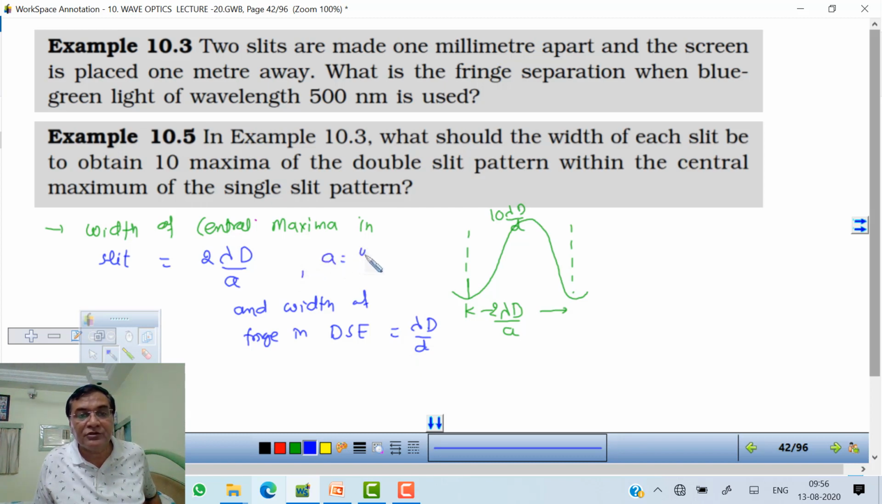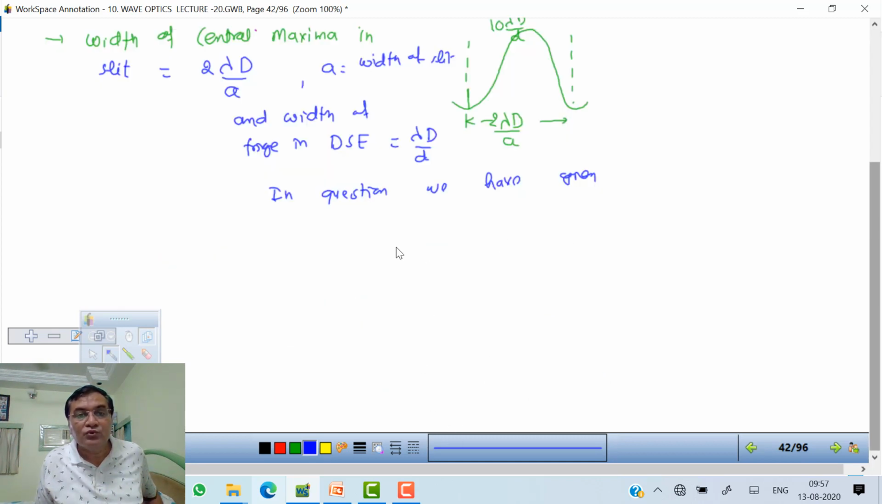Here a is the width of the slit, and here d is the distance between the two slits. In the question we have given 2 lambda D upon a is equal to 10 lambda D upon d. Therefore, lambda cancels out, D cancels out, we do not need them.